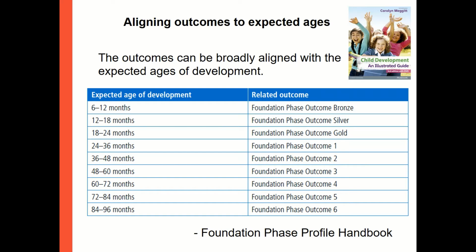This table shows the outcomes that can be broadly aligned with the expected ages of development. The foundation phase framework is based upon child development, and key milestones are aligned to particular age ranges. If you would like to know more about child development, we would recommend having a look at Carolyn Meggett's book, Child Development, an Illustrated Guide, which comes with a CD of video clips related to children's physical and cognitive development.